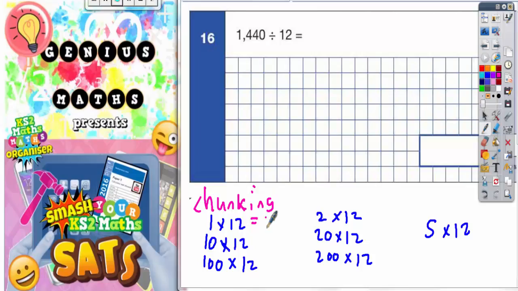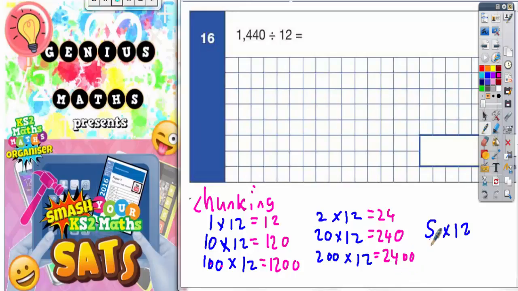So 1 12 is 12. 10 12s is going to be 12 with 1 0 on the end, so 120. And 100 12s is going to be 12 with 2 zeros on the end, so 1200. 2 12s is 24. So 20 12s is going to be 24 with an extra 0, 240. And 200 12s is going to be 24 with 2 extra zeros, 2400.